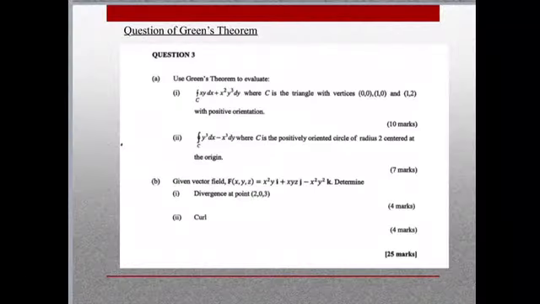Alright, let's continue with the last part of the presentation, which is the question of Green's theorem. So the first question is: use Green's theorem to evaluate the integral over C of xy dx plus x squared y cubed dy, where C is the triangle with vertices at (0,0), (1,0) and (1,2) with positive orientation.